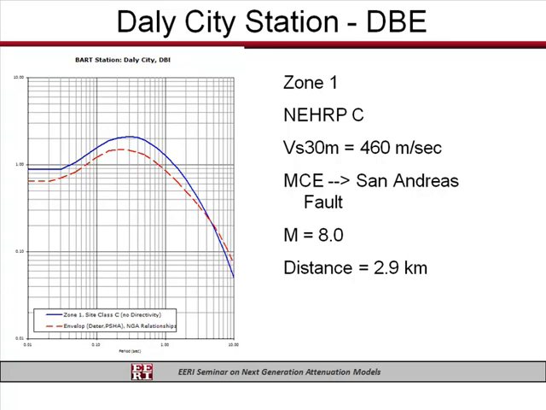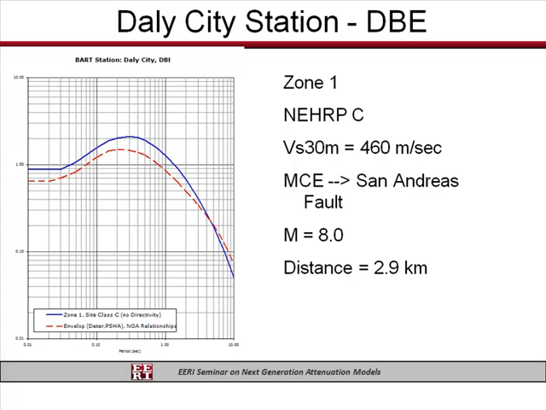The MCE for the San Andreas Fault was taken as a magnitude 8. The distance was 2.9 kilometers. And for NEHRP, as I said, the VS30 for this is 460 meters per second. So I'm plotting again, log, the comparison between the Zone 1 spectrum for our NEHRP C site classification and this updated envelope NGA relationship-based spectrum.